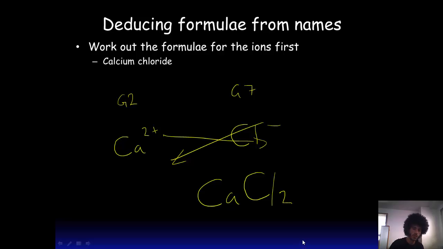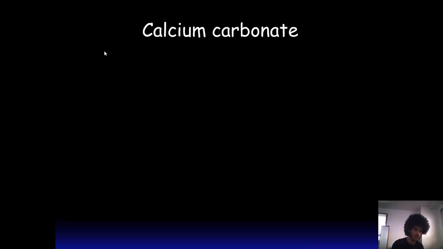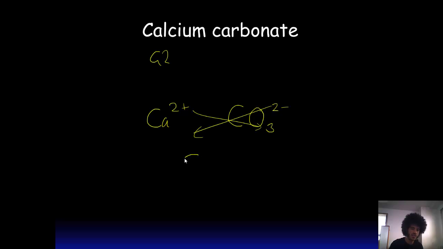Alright. Let's try another example. Calcium carbonate. Again, calcium's in group 2, so it's got to be Ca2+. Carbonate is a bit different. It's one of the polyatomics you have to remember. Now, if you remember it correctly, it's CO3 2-. I can then do crisscross, and it shows me that it's Ca2, CO3 2.